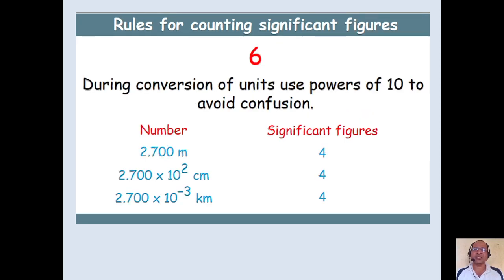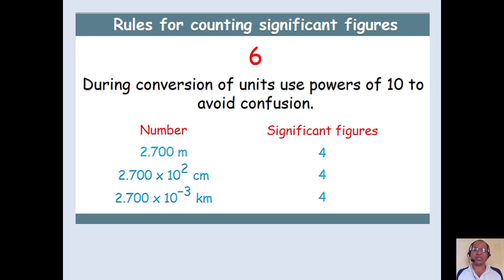Rule number 6. During conversion of units, use powers of 10 to avoid confusion. Generally whenever we change units, conversion of units does not change the number of significant figures. If we consider simply 2.700 meter, then it has 4 significant figures. If converted to centimeter, we can write 2.700 times 10 raised to 2 centimeter, so again it has 4 significant figures. If we convert it into kilometer, we can write 2.700 times 10 raised to minus 3 kilometer, again it has 4 significant figures.